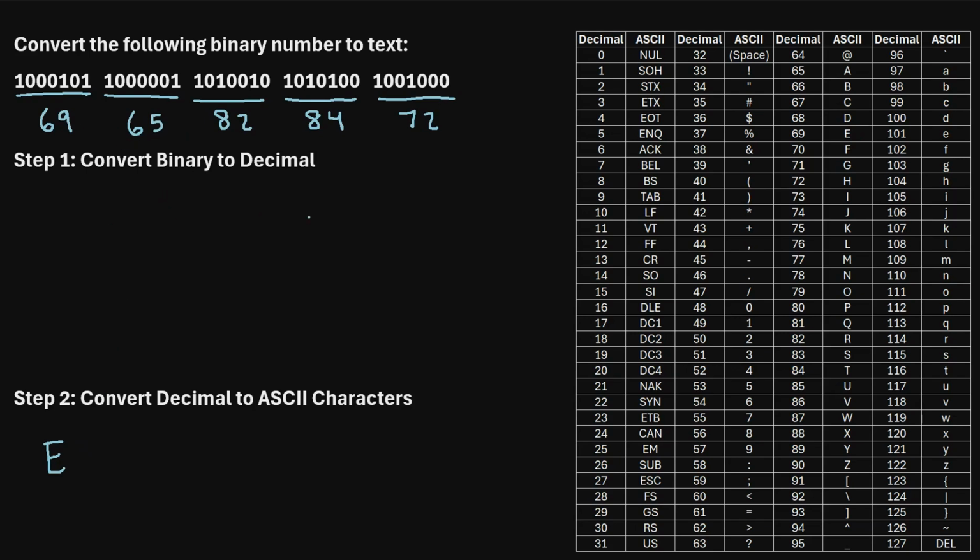Next, let's find 65 in the table. So 65 is right here. That corresponds to the ASCII character A. So our next letter will be A. And then we can find 82 in the table. So 82 corresponds to R. Then we can find 84. So 84 corresponds to T. And then lastly, we can find 72 in this table, and that corresponds to an uppercase H. So this binary number as text spells out the word Earth. So that is the two-step process that you can use to read any binary number as text.